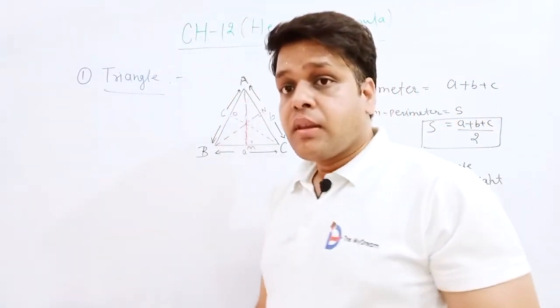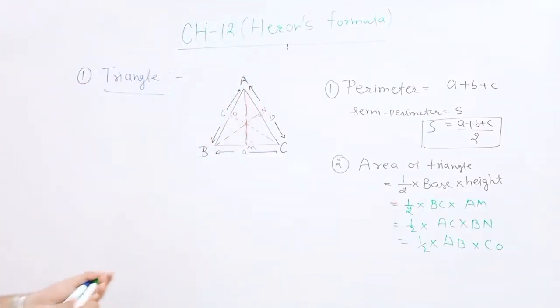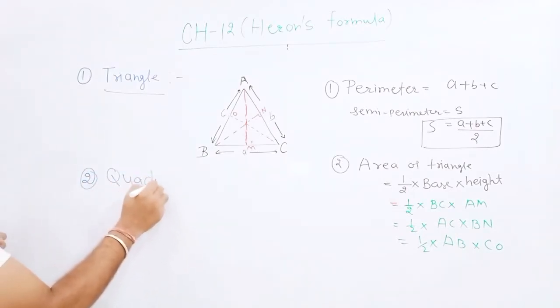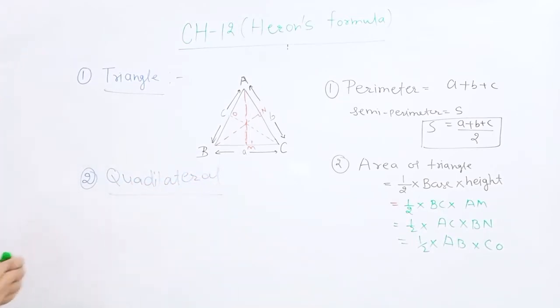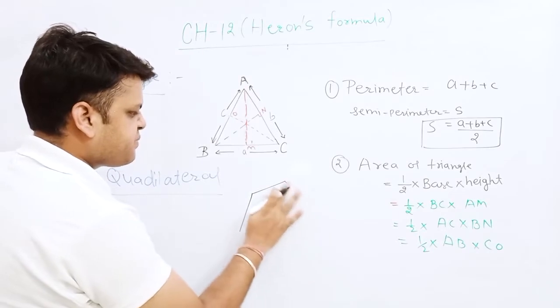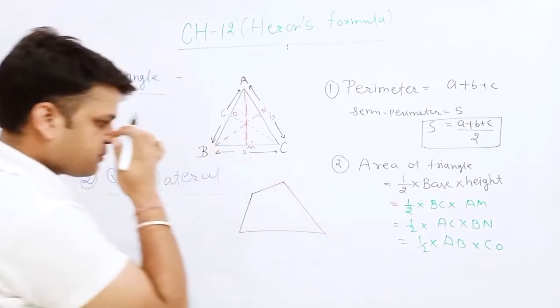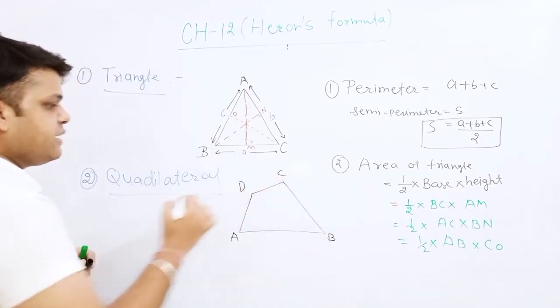Now the second geometry which is used in this chapter is the quadrilateral. And a quadrilateral is an enclosed geometry made by four line segments. This is a quadrilateral A, B, C and D.